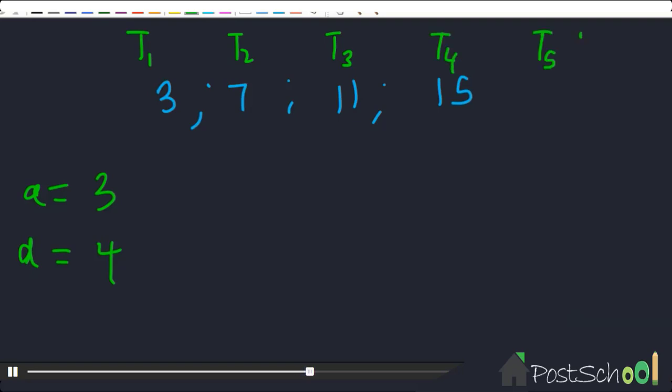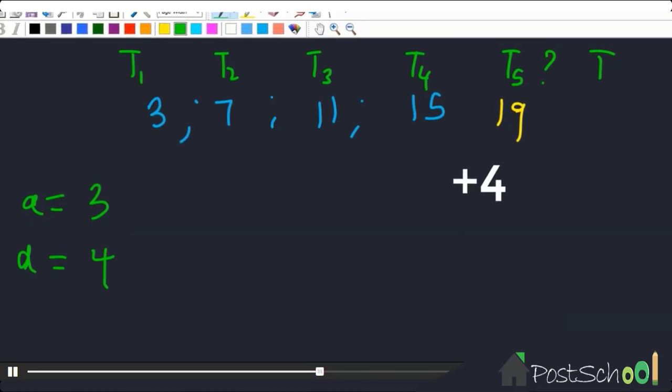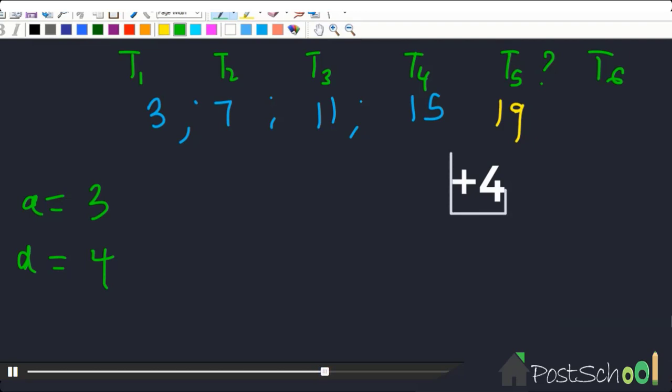So what is going to be term number 5? Term number 5 is going to be 19. How did we get 19? We just added 4 to 15 to get 19. So you can continue and want to get term number 6. Then you're just going to add 4 again to 19 to get 23.